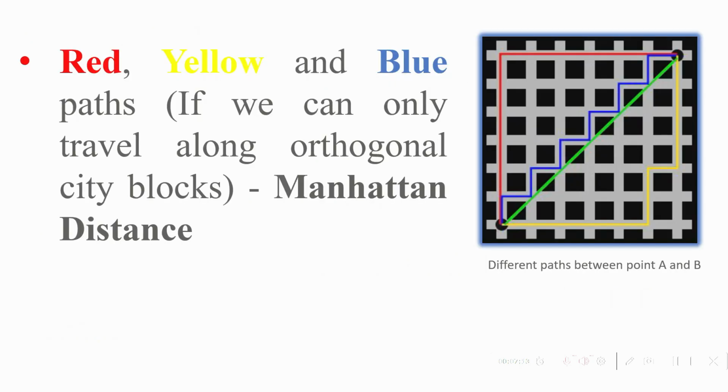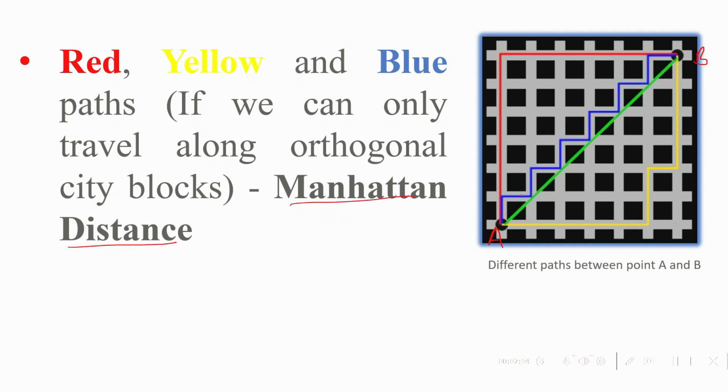So suppose here this is the plane that contains two points. For example, this is point A and this is point B, and suppose you want to traverse from A to B. Then there are two types of distance measures. One is the Manhattan distance.